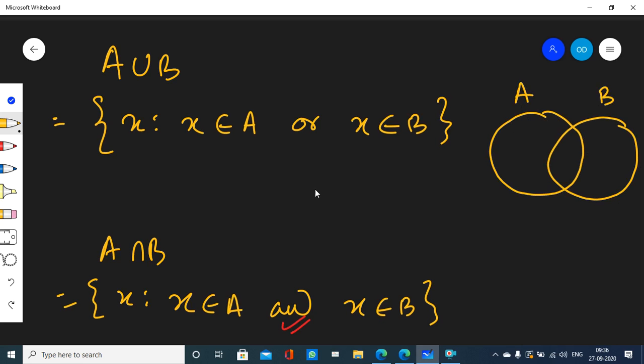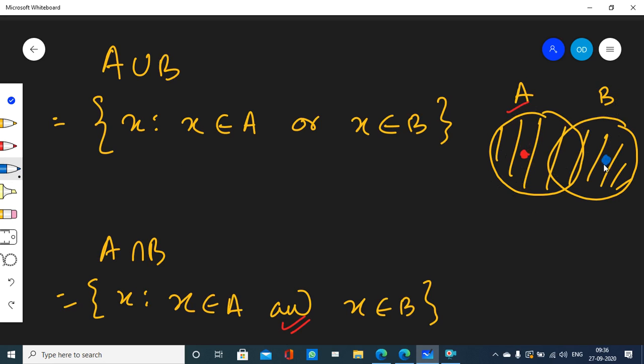This is set A, this is set B. And what is A union B? This is A union B. Right? Out of the elements of A union B, suppose I pick an element from here. This element is there in A union B, right? This red element. Yes, sir. Okay. As you can see here, this red element belongs to only A, right? It doesn't belong to B, but it is there in A union B.